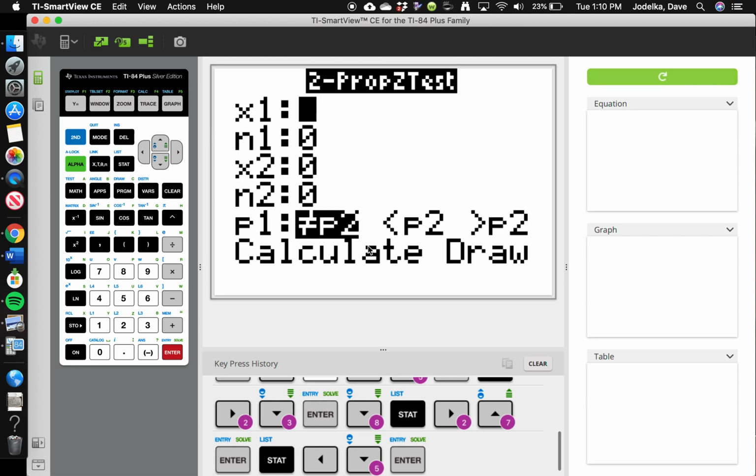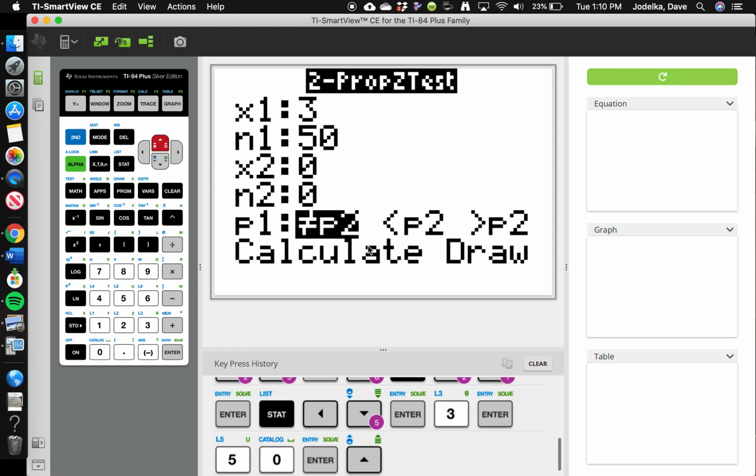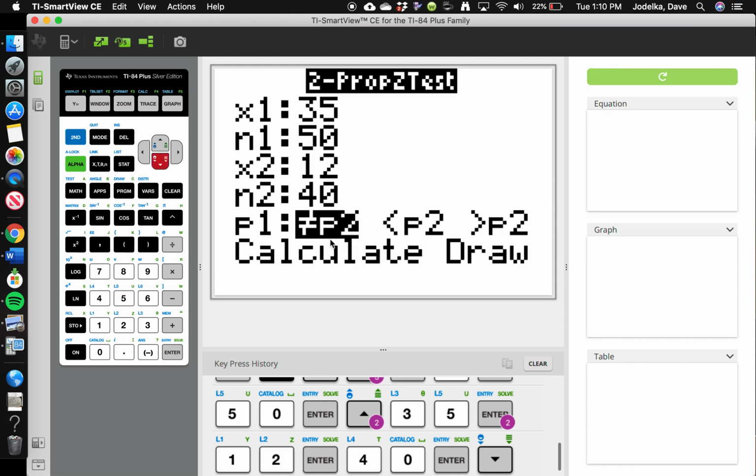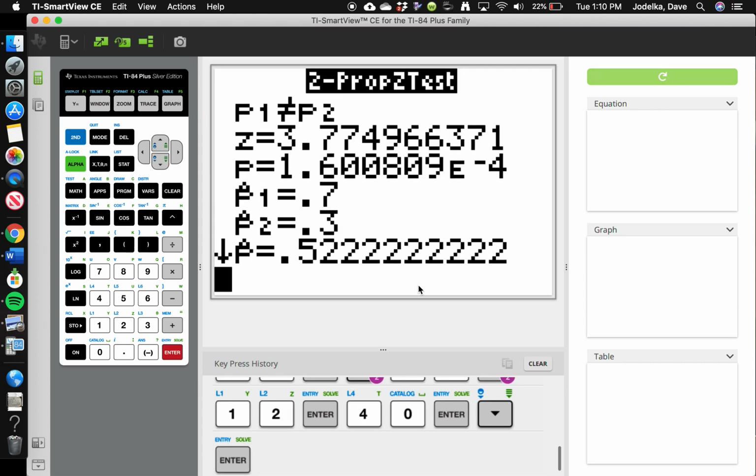So I'm going to make something up. Let's say 35 out of 50 kids like pizza in Mr. J's class, but only 12 out of 40 like it in a different class. And I'm trying to see if there's a difference of opinion on pizza. So I'm just going to keep it as not equal to. I would calculate this, and what this tells me, again, there's a lot of ways to interpret this.